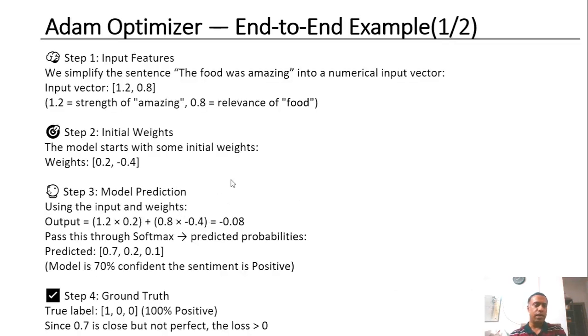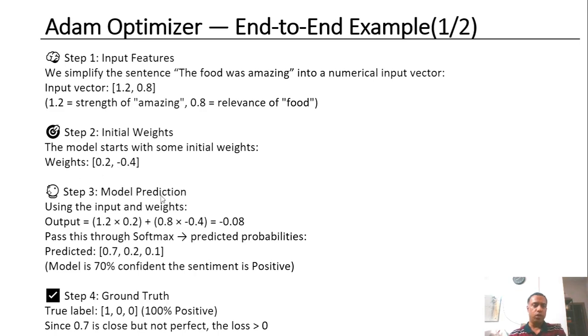Now to understand Adam optimizer, here is another example. The sentence is "food was amazing." We will look at just two features, food and amazing. Let's say the input vector is 1.2 and 0.8, right? So 1.2 is for amazing and 0.8 is the vector for food. There are initial weights given to it, based on the importance of those words in the sentence. This is multiplied by this to give us a prediction.